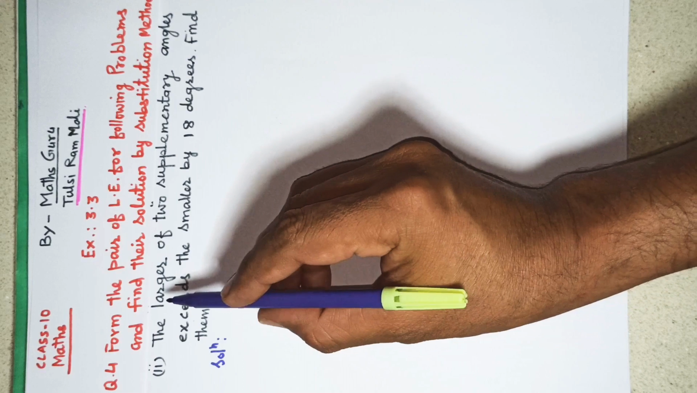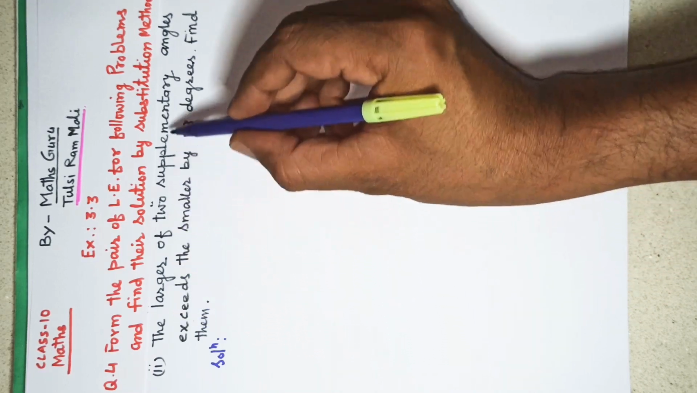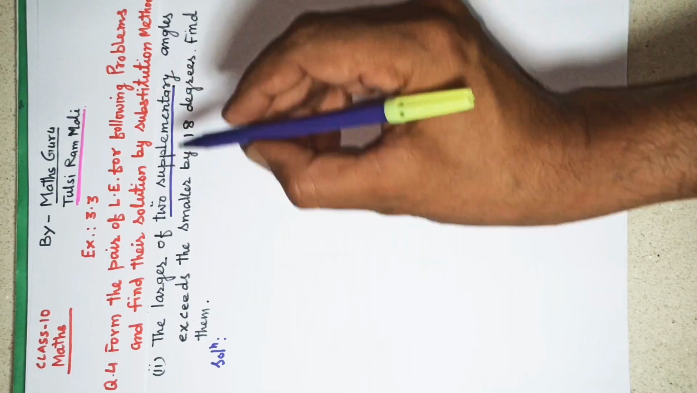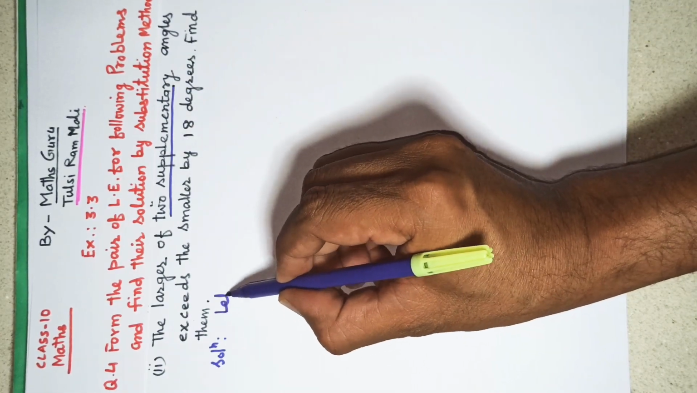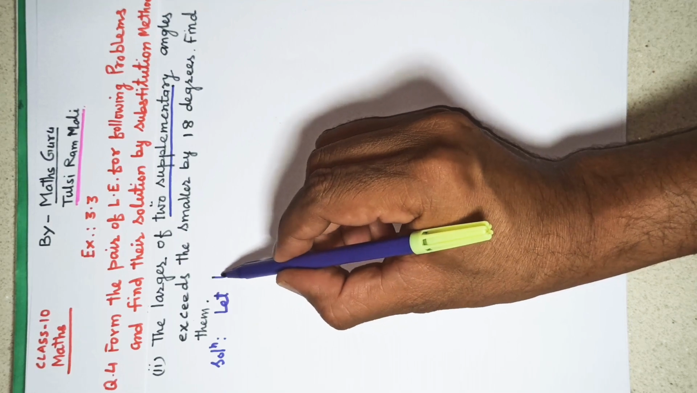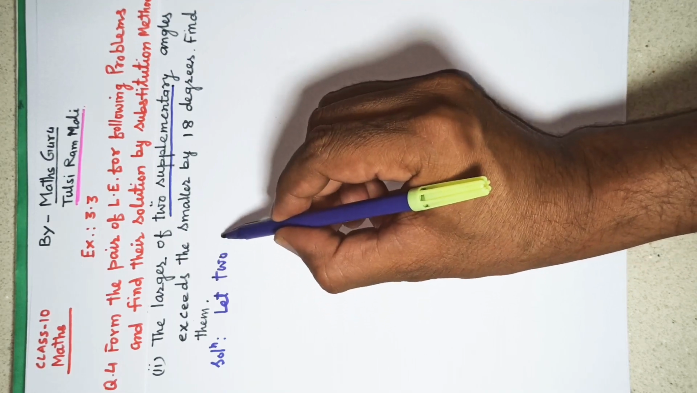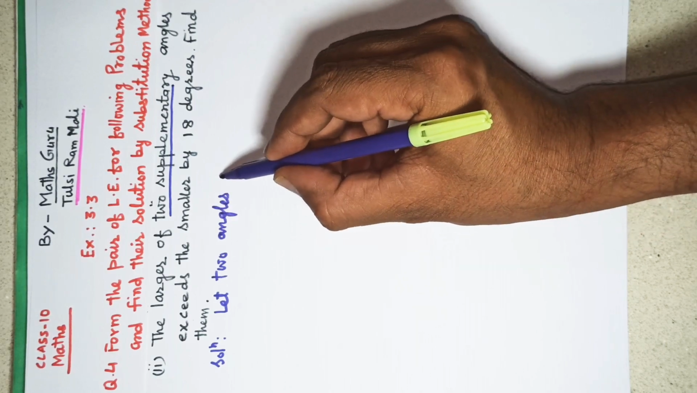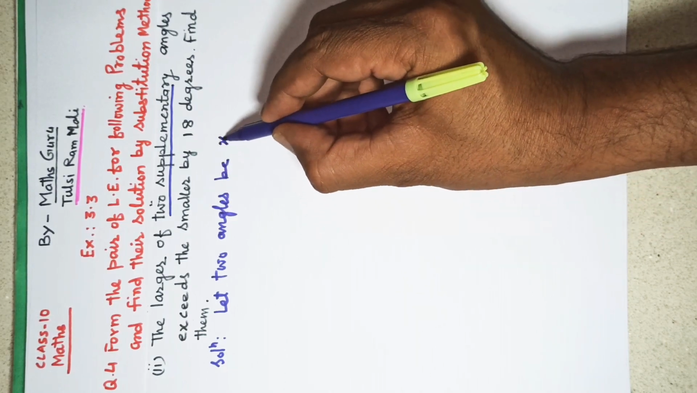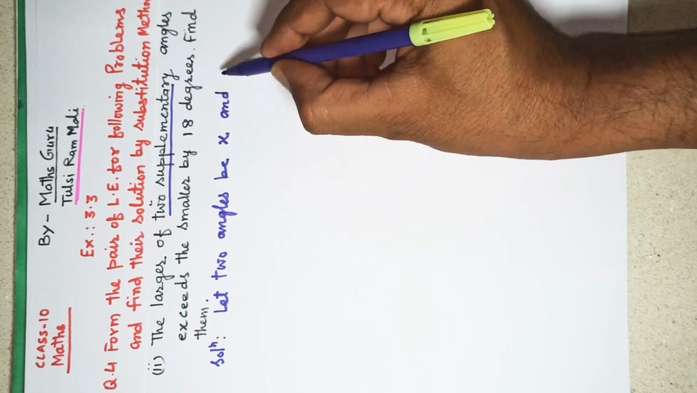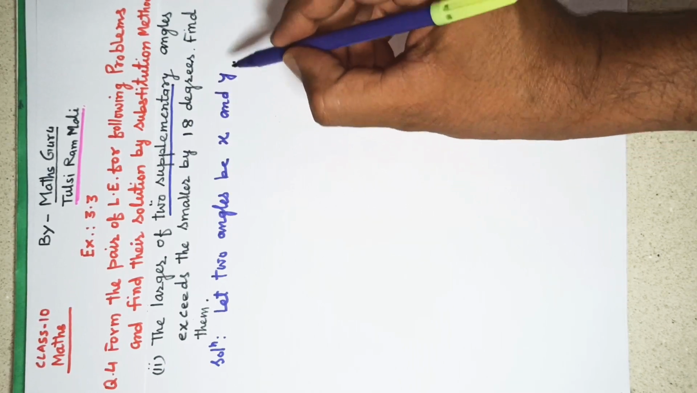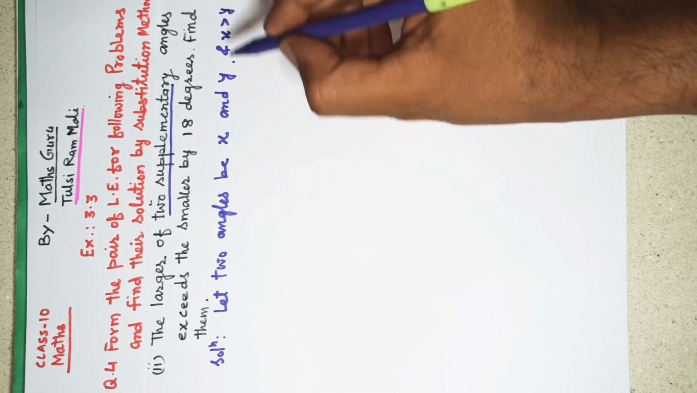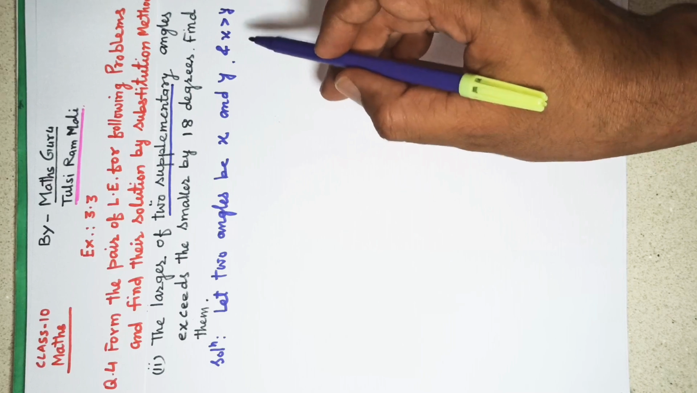Here the larger of two supplementary angles. See this, two supplementary angles. First of all, you assume let two angles be x and y. And also assume x is greater than y. We assume x angle is greater than y.